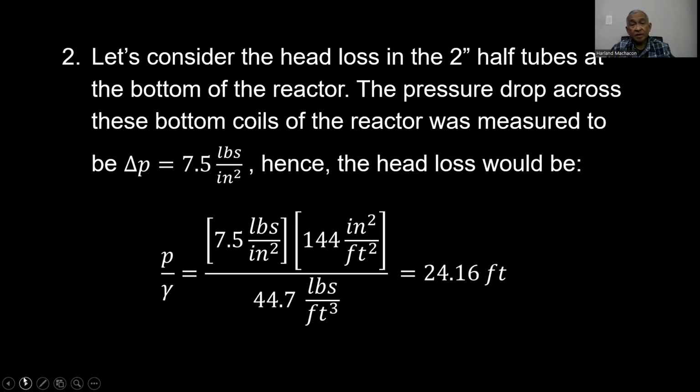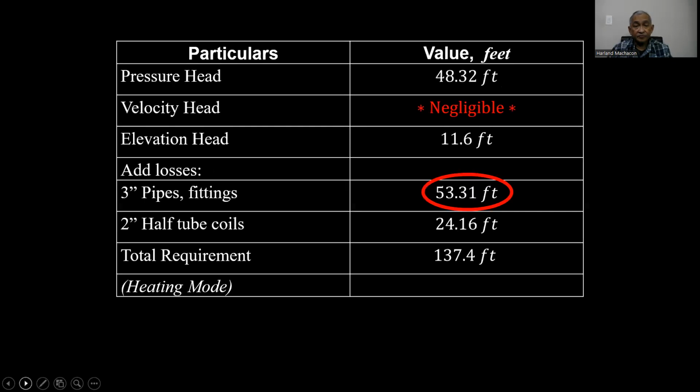Let's now consider the head loss in the 2-inch half tubes, the bottom coils of the reactor. The pressure drop across these bottom coils of the reactor was measured to be delta P 7.5 pounds per square inch. And solving for the head loss will be the pressure drop times 144 square inch per square foot all over the density, 44.7 pounds per cubic foot. The result will be 24.16.